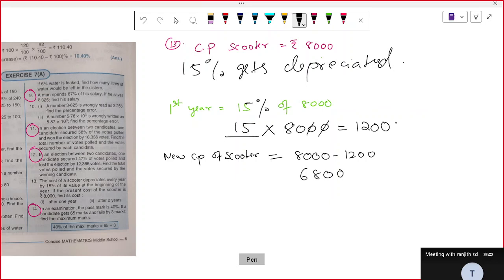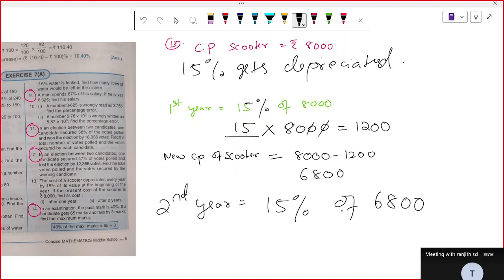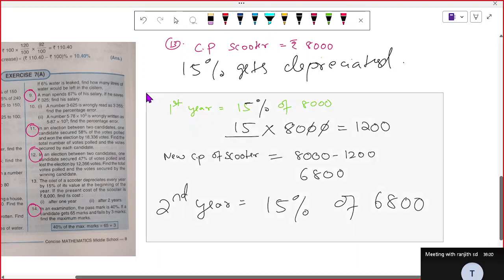Okay, 1,200 rupees is reduced. After reducing that, 6,800 is left. And for the second year, how do you calculate it? 15%. 15% of what? 15% of 6,800. So every year 15% is being reduced.